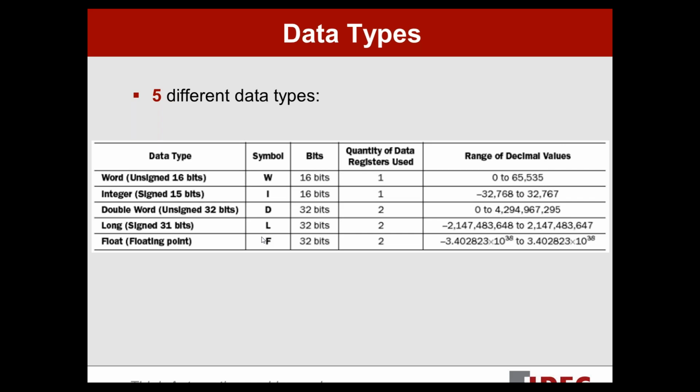A long is similar to an integer, right? It's split across the 0, it's 2 words, so you can have values from minus 2.14 billion to plus 2.14 billion. Floating point, 32 bits, 2 consecutive words, minus 3.4 times 10 to the 38th to 3.4 times 10 to the 38th. And those are the 5 different data types that we can work with in the PLC.